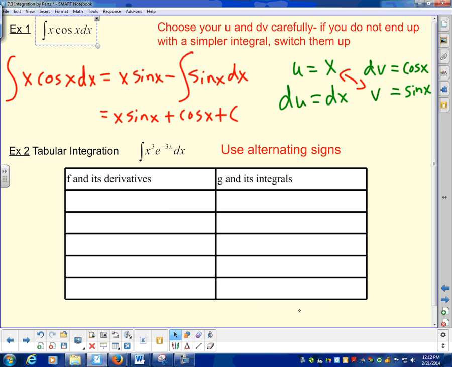So yeah, copy down example 2. You're going to want to integrate x cubed e to the negative 3x dx. What's your guess as to what u would be? X cubed is a good guess based on our exploration we just did. Yeah, I would say x cubed.